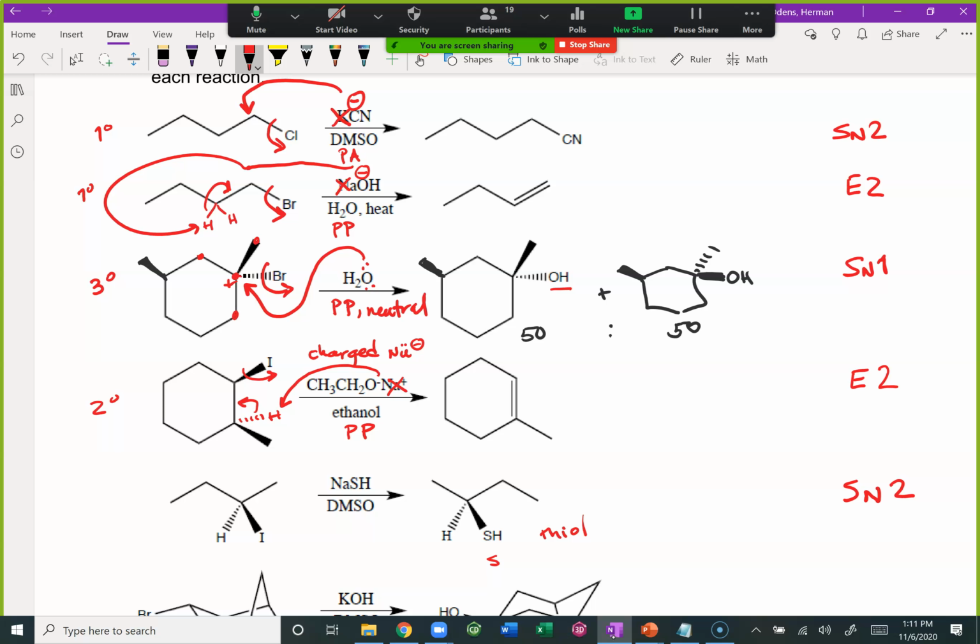So thiols end with an SH. Now, if you had like a methyl group, this becomes a mercapto group. All right. So the naming changed a little bit.